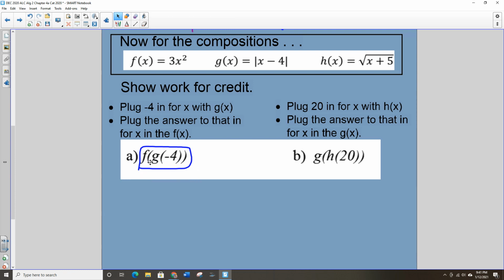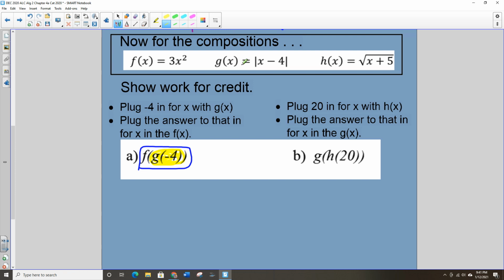If that's how you say f of g of negative 4, how would you say this one on the right side? Now hopefully you said g of h of 20. All right, so what does f of g of negative 4 mean? It means that you're going to start by focusing on the inside. So you're going to work on this part right here, g of negative 4.